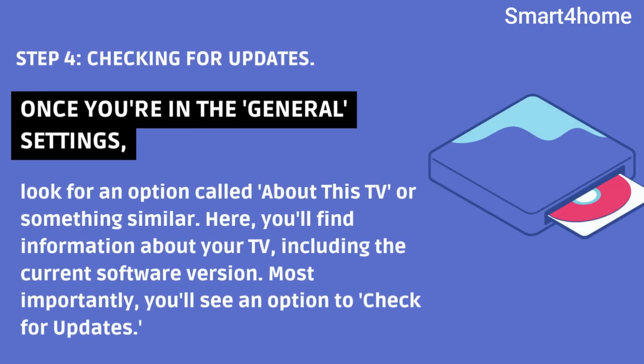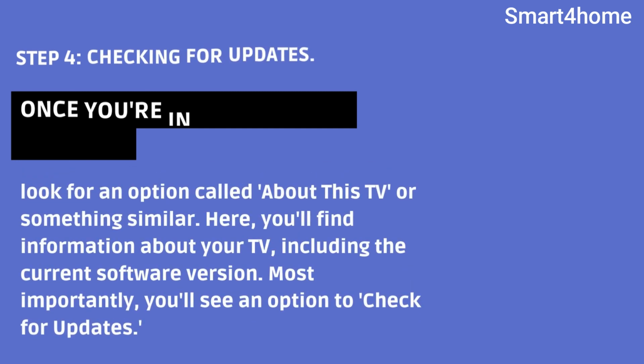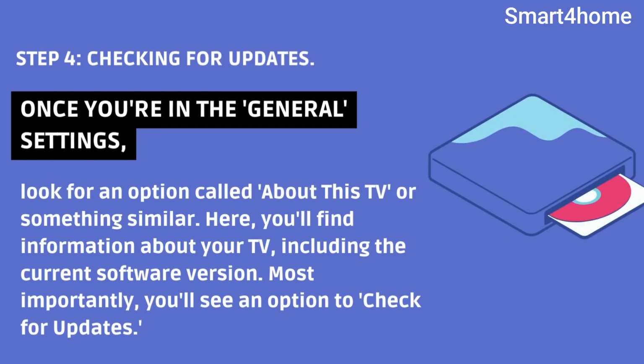Step 4. Checking for updates. Once you're in the general settings, look for an option called About this TV or something similar. Here, you'll find information about your TV, including the current software version. Most importantly, you'll see an option to check for updates.